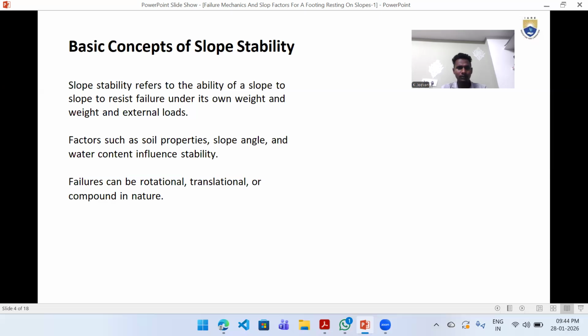In slope stability, soil properties, slope angle, and water quantity determine the stability. Failures can be rotational, translational, or compound in nature.